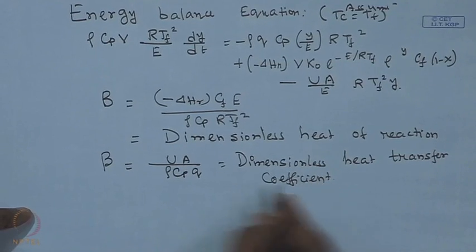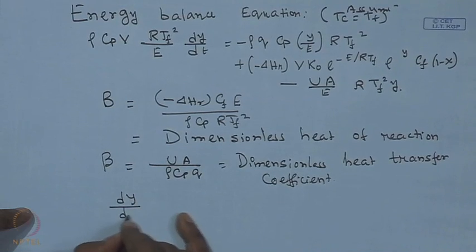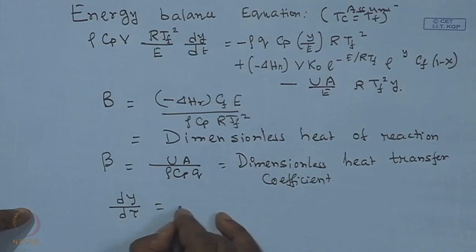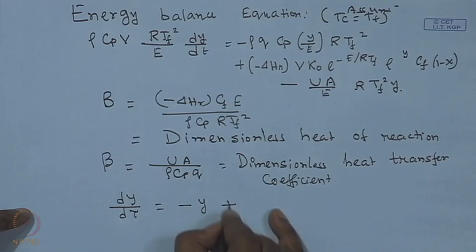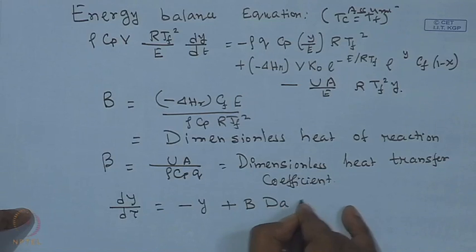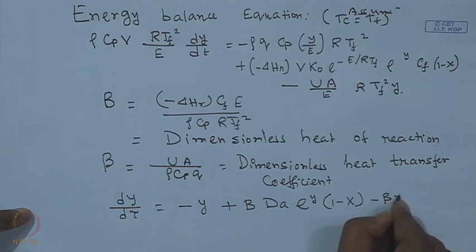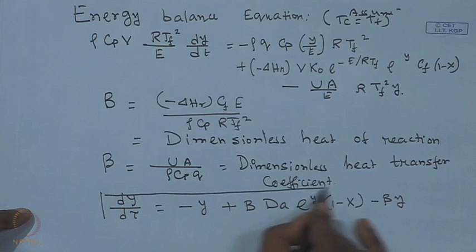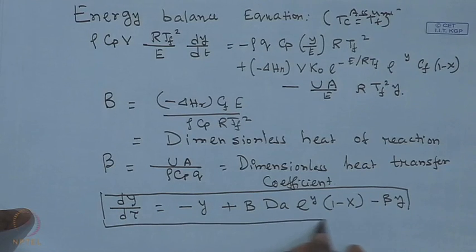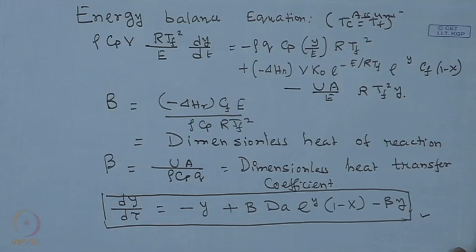So, the non-dimensional form of the energy equation, we will be able to write it down now: dy d tau is equal to minus y plus B times Damkohler number times e to the power y times 1 minus x minus beta times y. So, this is the form of the heat balance equation or energy balance equation in its non-dimensional version, and we have already seen and derived the non-dimensional version of the mass balance a couple of minutes ago. So, let us just write these two equations in the non-dimensional form.